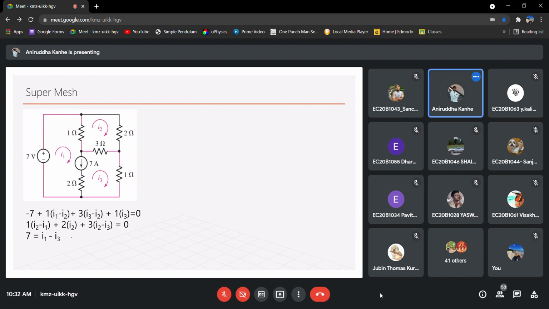Let us go with this one. This is a super mesh. Why are we calling it a super mesh? Because we have a current source which is shared between loop 1 and loop 3. We faced a problem while writing the nodal equation: if there is any voltage source connected between two non-reference nodes, we cannot write a straightforward nodal equation, and hence we called that a super node. In a similar way, if two loops have a common current source, we may call that a super mesh.